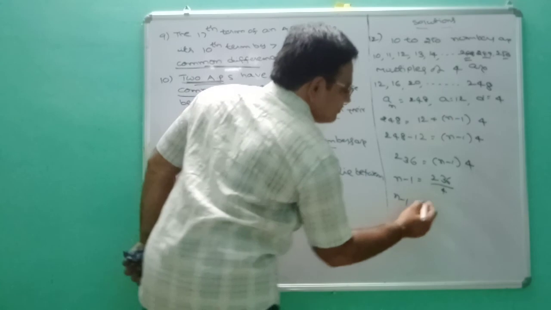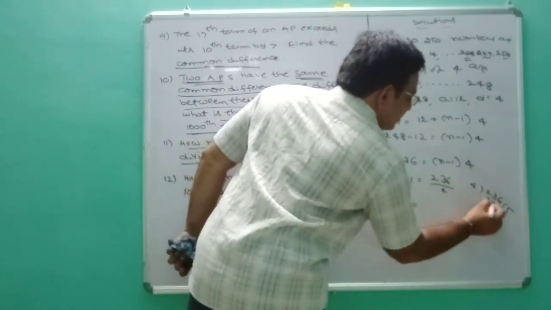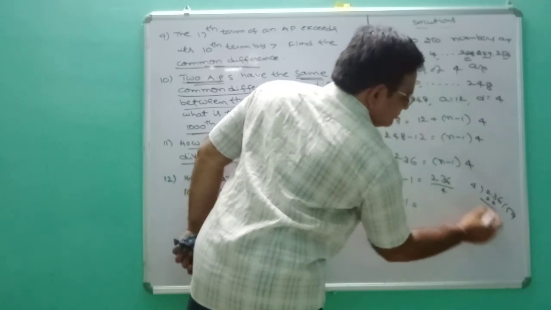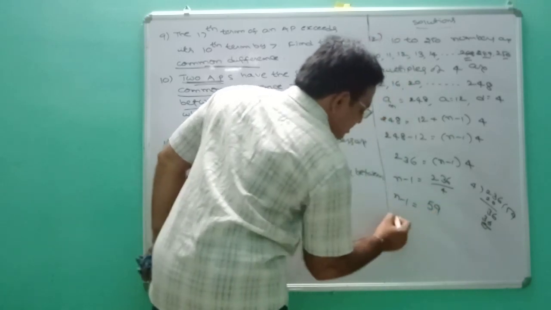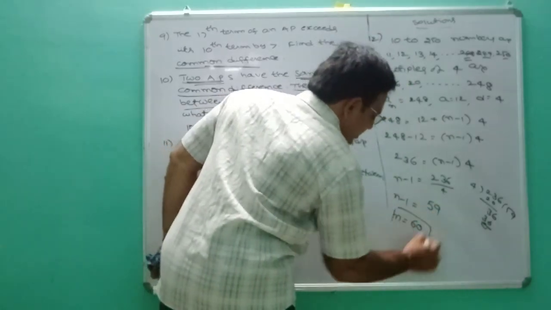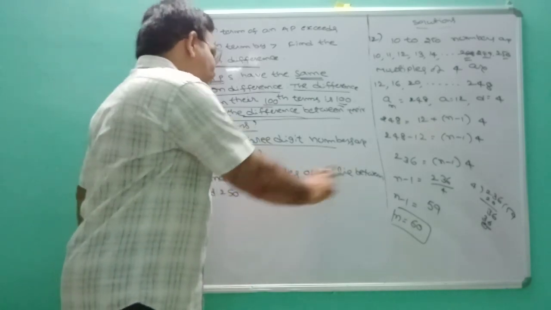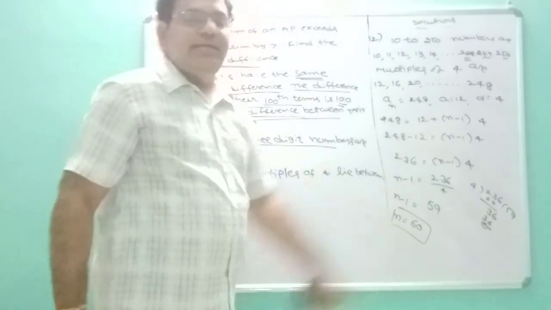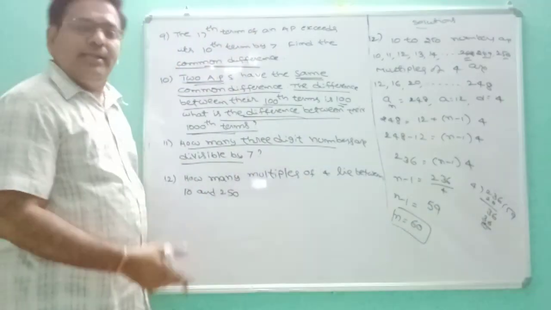So n minus 1 equal to, divide it: 4 5s are 20, 36, 4 9s are 36. So 59. So n equal to 60. So finally, how many multiples of 4 lie between 10 and 250? 60 numbers are there between 10 and 250. Next class we will go through the remaining problems.